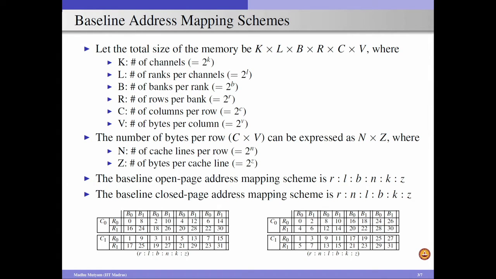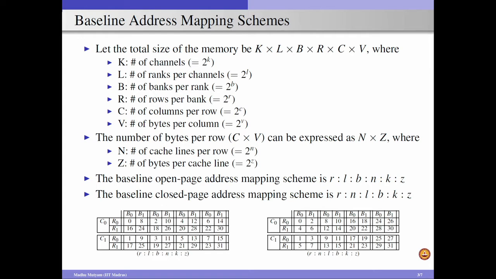When we consider the baseline closed page address mapping mechanism, if you consider the first 8 blocks, cache line 0 to cache line 7, cache line 0 is mapped to channel 0, rank 0, bank 0, and cache line 1 is mapped to channel 1, rank 0, bank 0, and cache line 2 is mapped to channel 0, rank 0, bank 1, and cache line 3 is mapped to channel 1, rank 0, bank 1 and so on. So effectively, these first 8 blocks are covering all the channels, all the ranks and all the banks in the case of closed page address mapping.